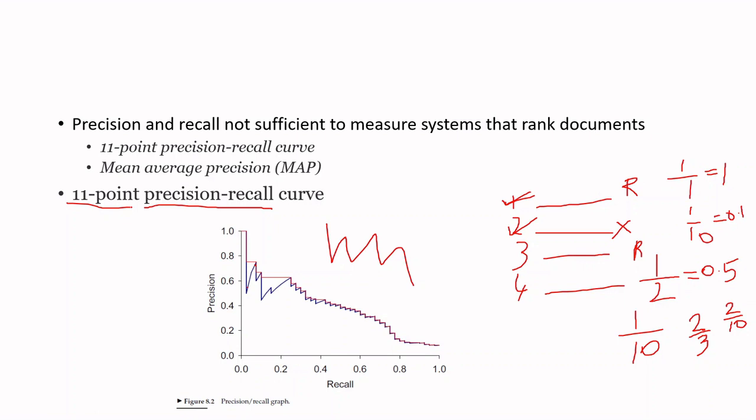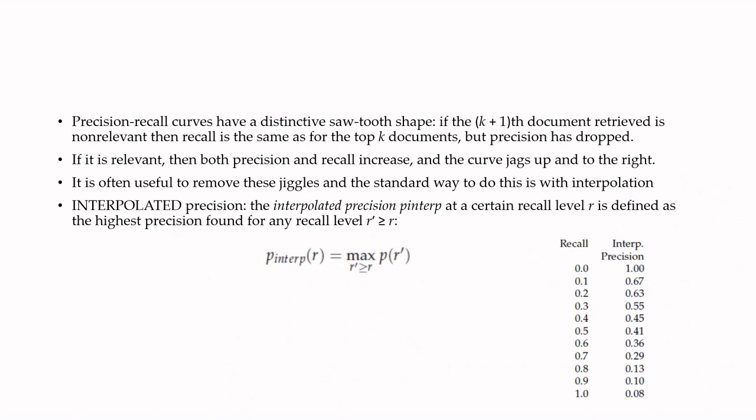Okay, you want to compare two different information retrieval systems, and in order to smooth out these sawtooth curves for ease of comparison, we are also doing some interpolated precision. Okay, we are doing some interpolation. The interpolated precision at a certain level of recall R is defined as the highest precision found at any recall level at or above R.